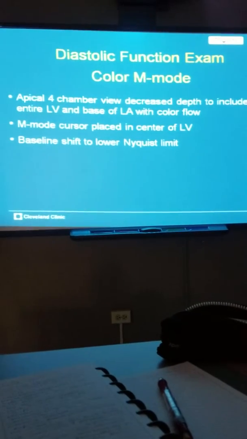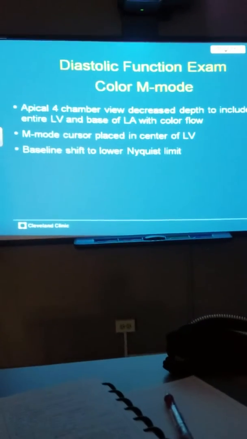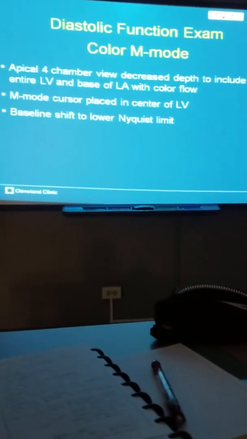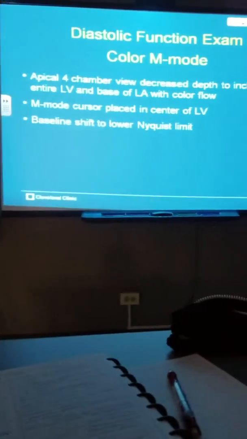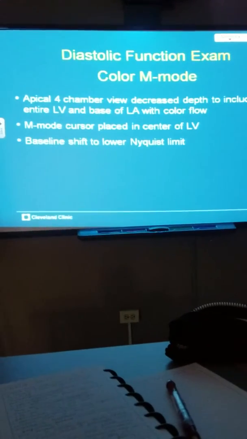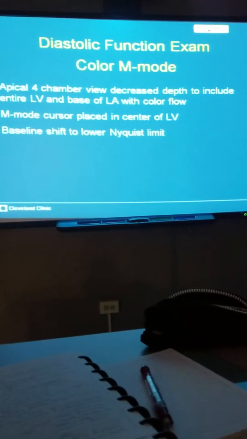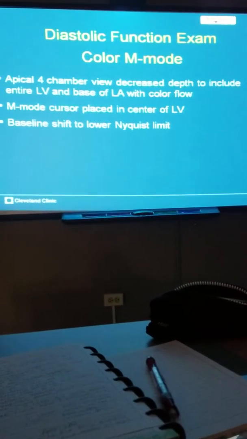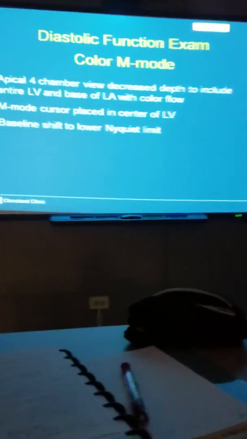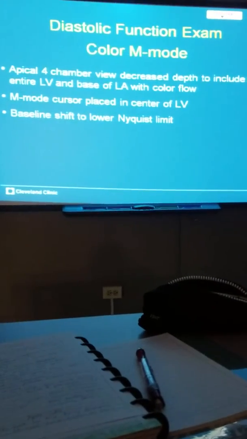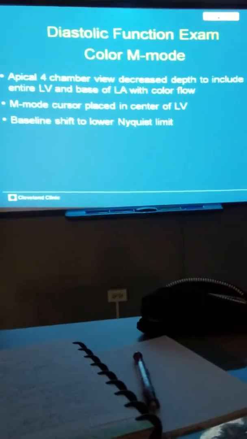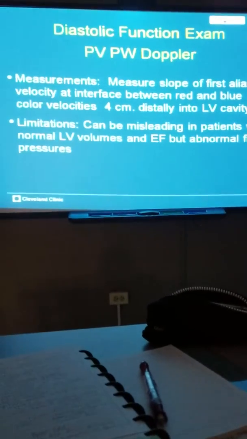And then we're also going to be looking at color M mode, and as you notice, all of this is being done from the apical 4-chamber view. You're going to be putting your color on. Again, this is looking at the flow propagating through the ventricle. You're going to decrease your depth to include the entire left ventricle and just the base of the LA with color flow, and your M mode cursor placed in the center of the LV and a baseline shift to lower the Nyquist limit.